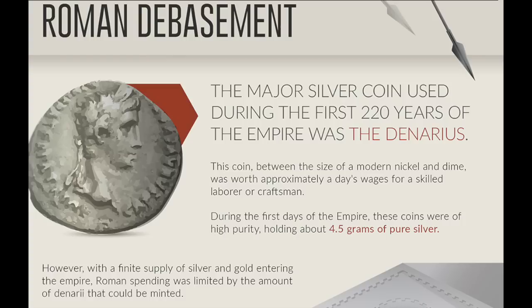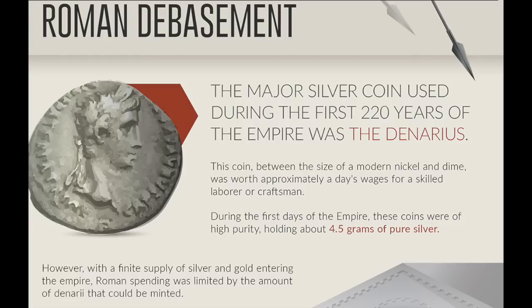laborer or craftsman. During the first days of the empire, these coins were of high purity, holding about 4.5 grams of pure silver. So for those of you silver enthusiasts on the channel, think of that for a moment. 4.5 grams of pure silver was worth a day's wages. That should lend to some of your arguments that silver should be worth more than it is. Am I right? A day's wages, so that's a pretty good amount of value in just a small amount of silver.